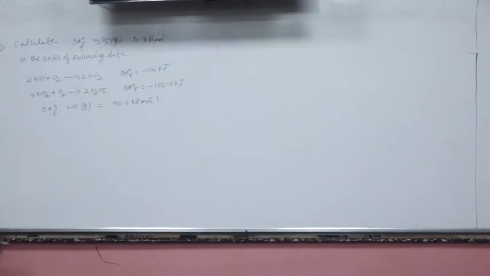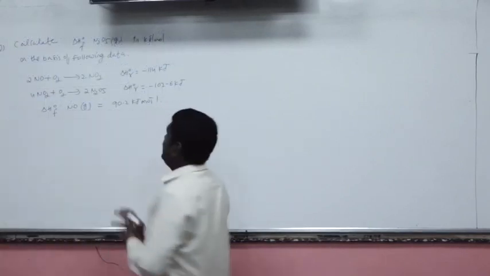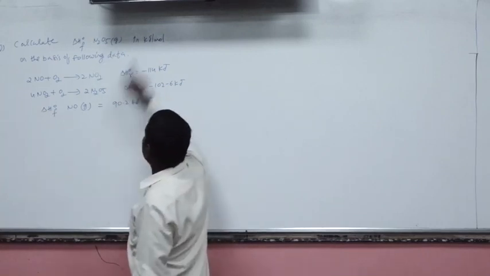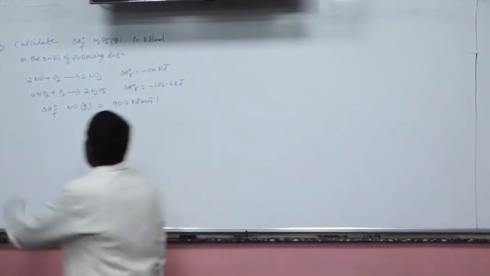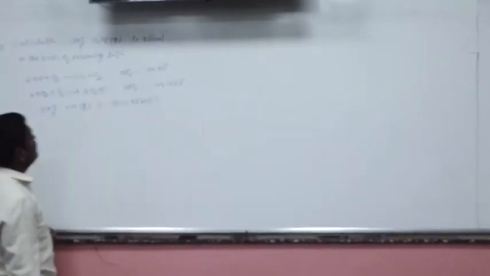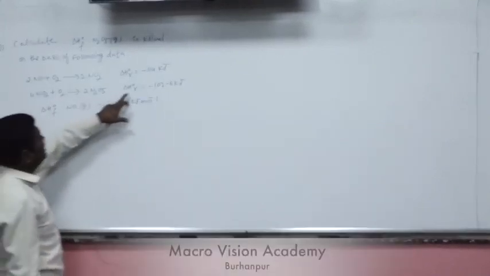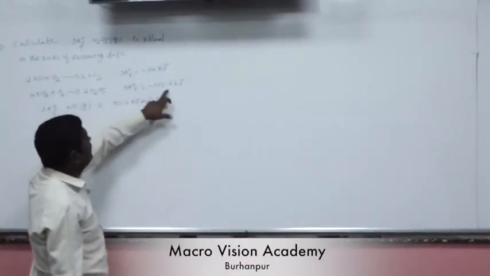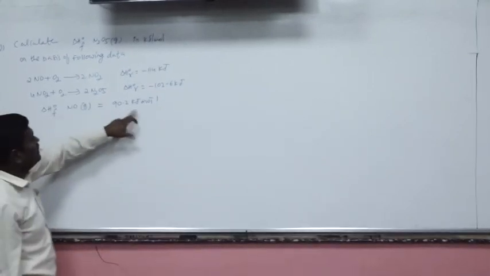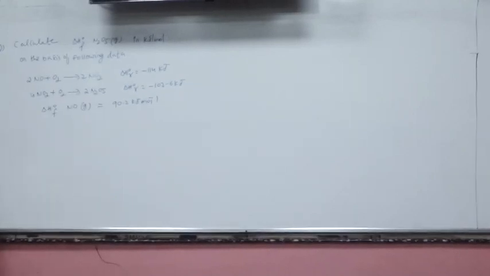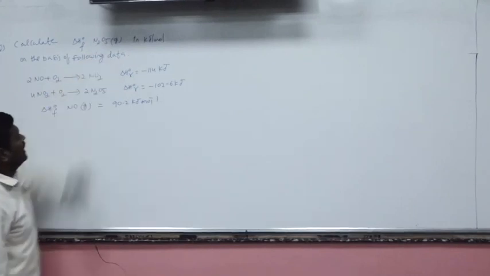Now, next problem. Calculate the standard enthalpy of formation of N2O5 gas in kilojoule per mole on the basis of the following data. What is the data given to you? N2 plus O2 gives 2NO, enthalpy of reaction given as minus 114. 4NO2 plus O2 gives 2N2O5, here also enthalpy of reaction is given, minus 102.6 kilojoule. And enthalpy of formation of NO is given to you, 90.2 kilojoule per mole. Now, from these three equations, we have to calculate the enthalpy of formation of N2O5.